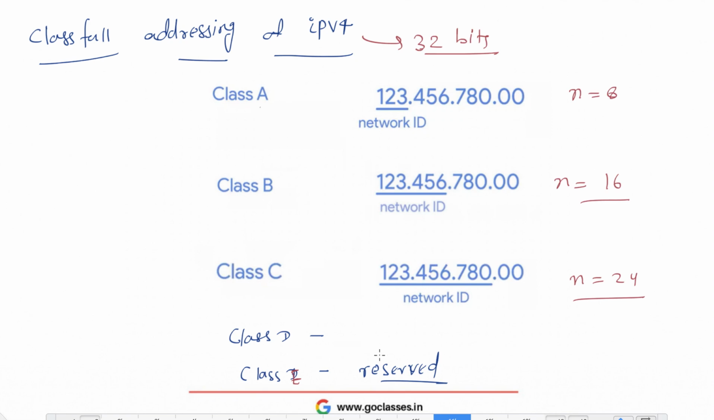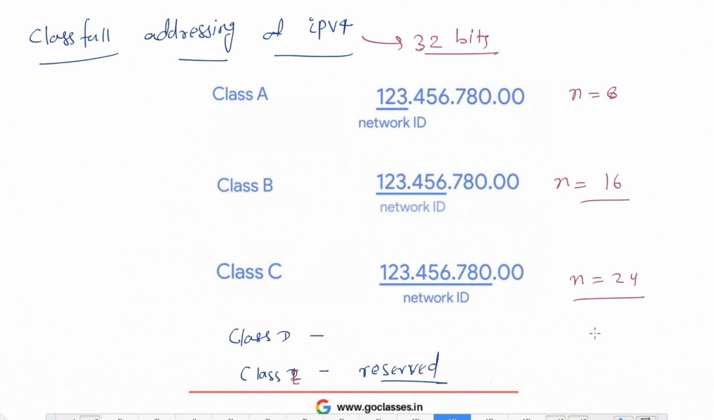Just to recap, class A says that if you are giving 8 bits to the network ID, then this kind of IP address will fall under class A. Class B says that if you are giving 16 bits to the network ID, then these addresses fall under class B. Similarly, class C says that if you are giving 24 bits to the network ID, then these addresses fall under class C.